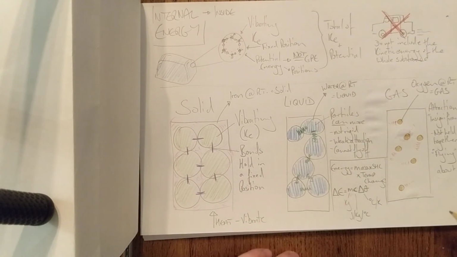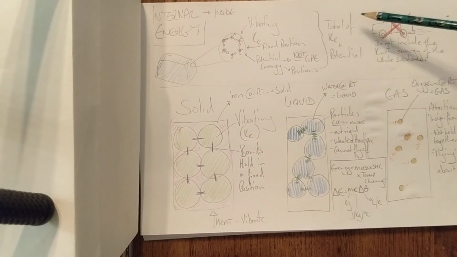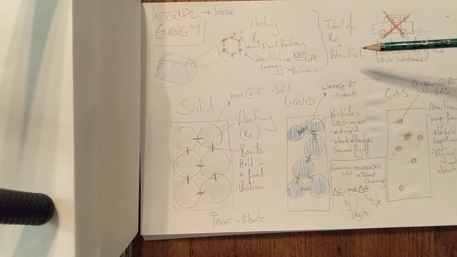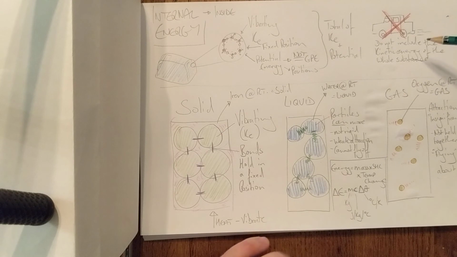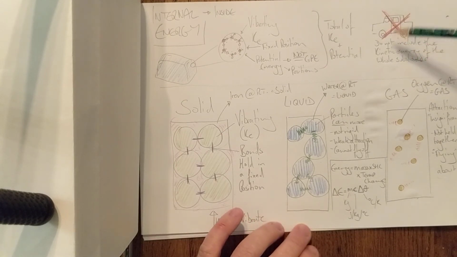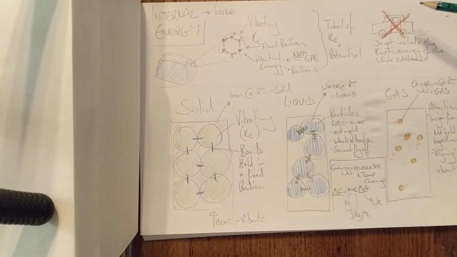Okay, so that's all I've got for you today, guys. Remember, internal energy is the sum, it's the total of the kinetic energy and all of the potential energy due to relative positions, but not GPE. And the kinetic energy does not include the kinetic energy applied to the whole substance. So if I'm moving it, for example, that is not included.